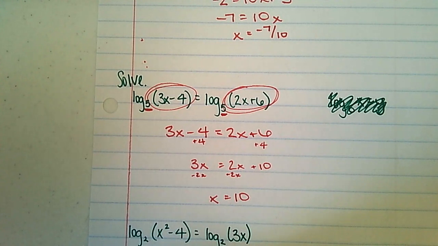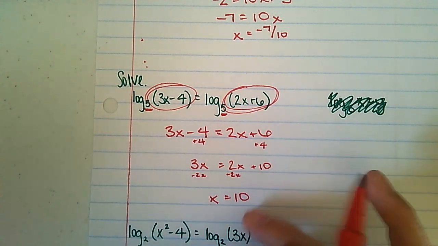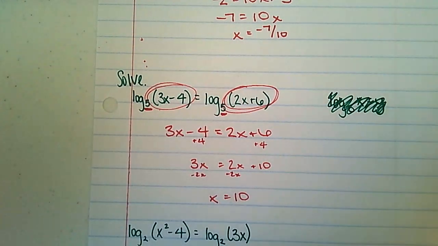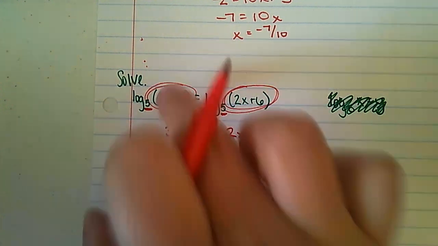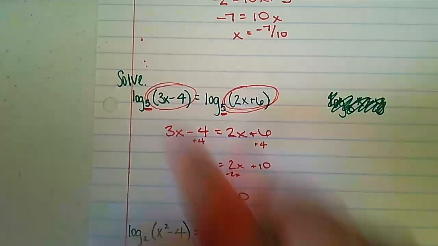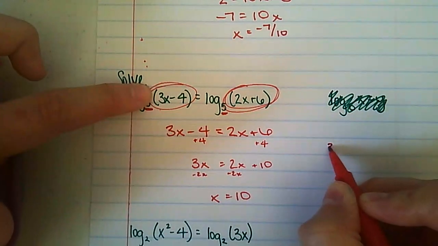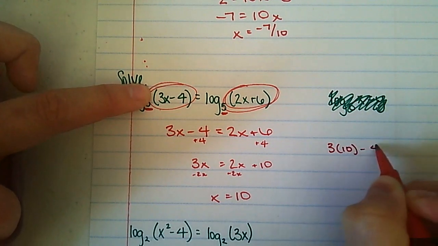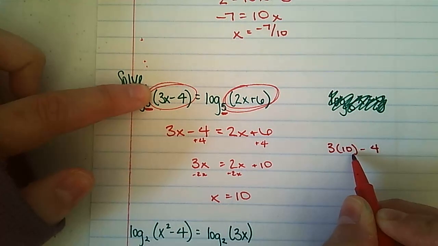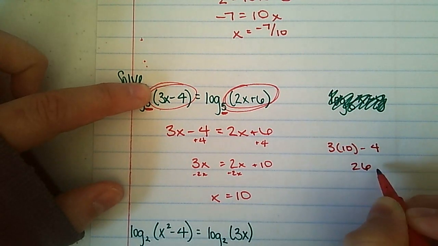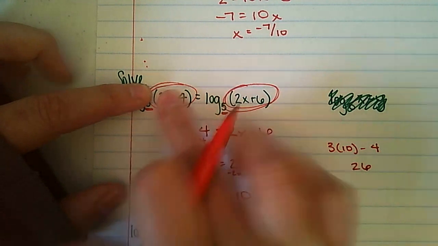Now, you guys are going to dread hearing this, but we need to check our answers. And we don't really need to check that the math works out or anything like that. What we need to check is that when we plug these in, it doesn't make our argument negative. For example, when I plug 10 into this one, I'm going to get 30 minus 4, which is 26, which is a positive number. So when we plug 10 into this one, it works out.